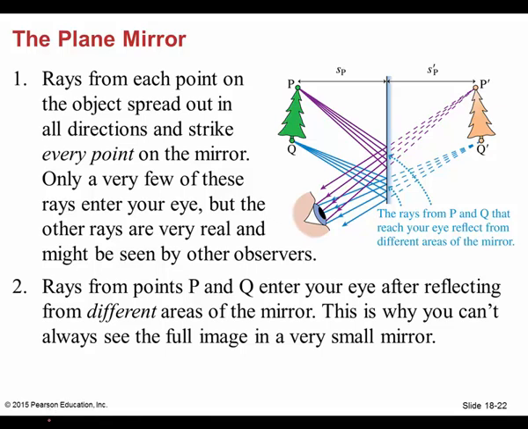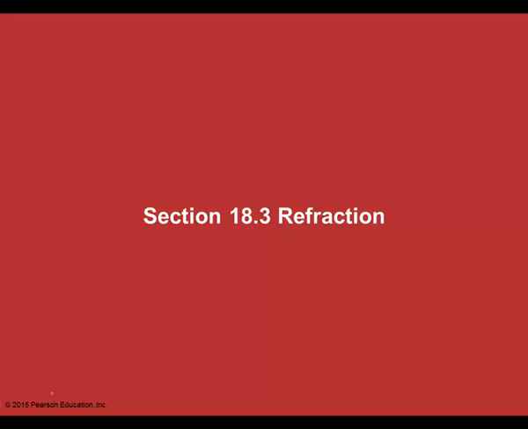Now, so plane mirrors, again, how does this work? Well, the rays go towards the mirror and bounce off the mirror at every point. And of course, what happens is they reflect back into our eye, and we see the image as it is.